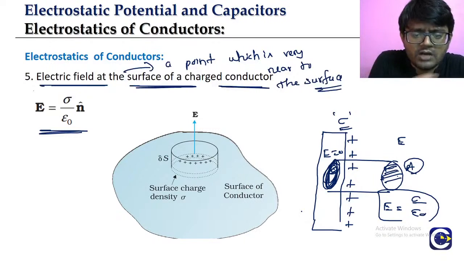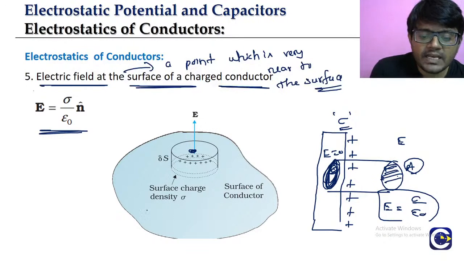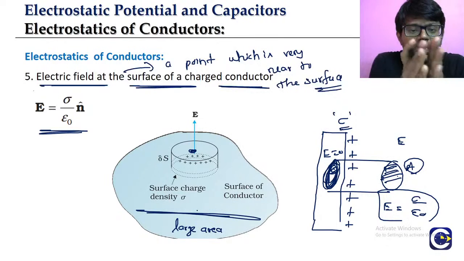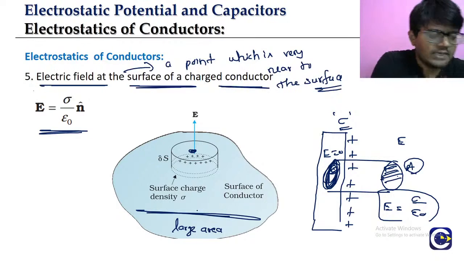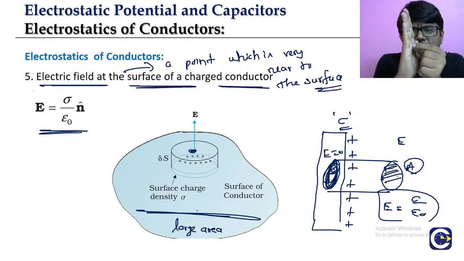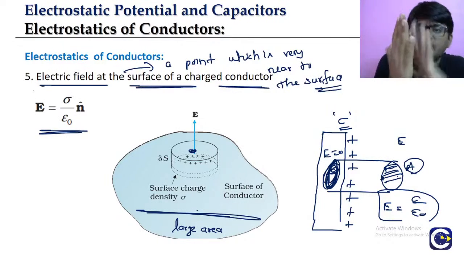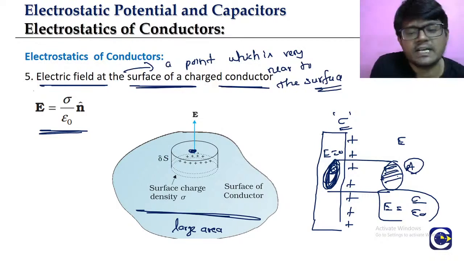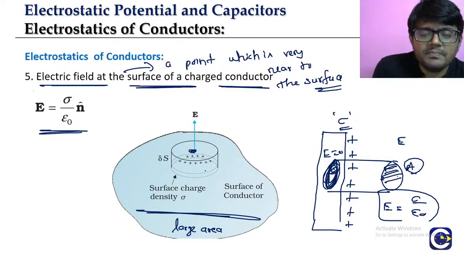Here also we are going to take almost a similar thing. If we take a point very close to the surface of the conductor, we can assume that this is like a very large area. Actually the conductor is small, but if the point is very very close, then from there it will look very large. So we take a point which is very close to the surface of the conductor. Same as it is, right?